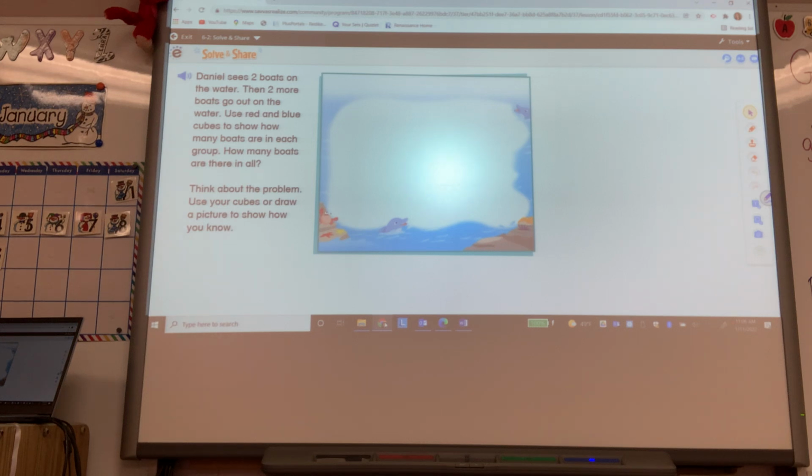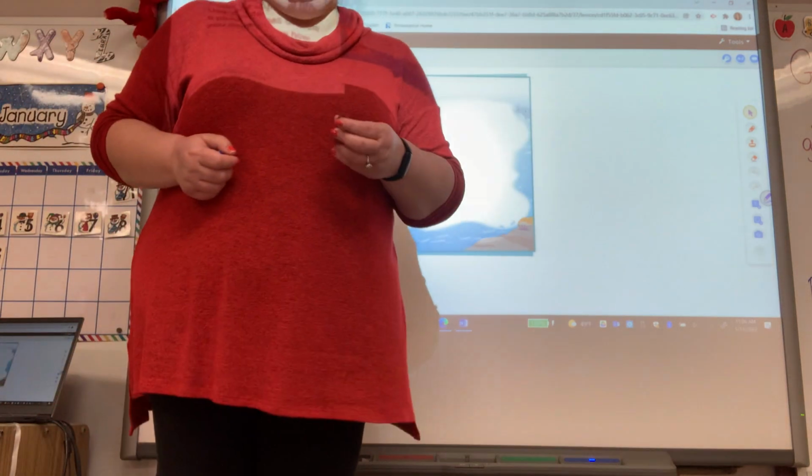I did not send cubes home with you, but you can use anything you have at home. 2 crayons or 4 crayons or different color markers or Legos or anything like that. Or you don't have to use them. You can just draw. Okay, we'll pick up and we'll go over this again when you get back.